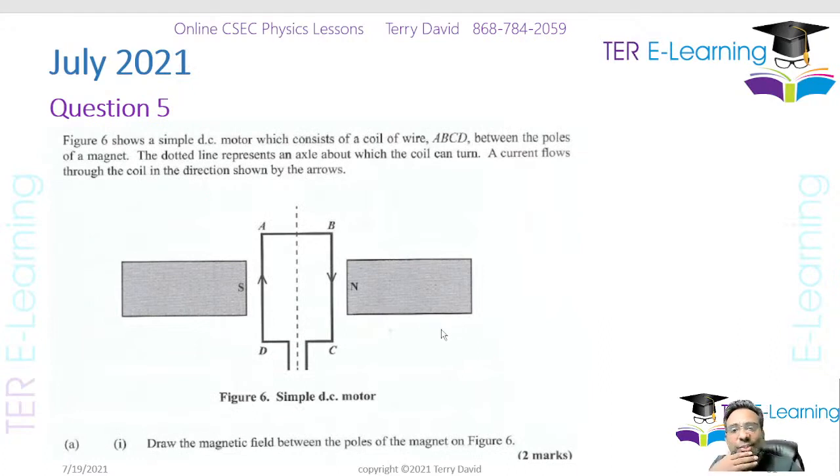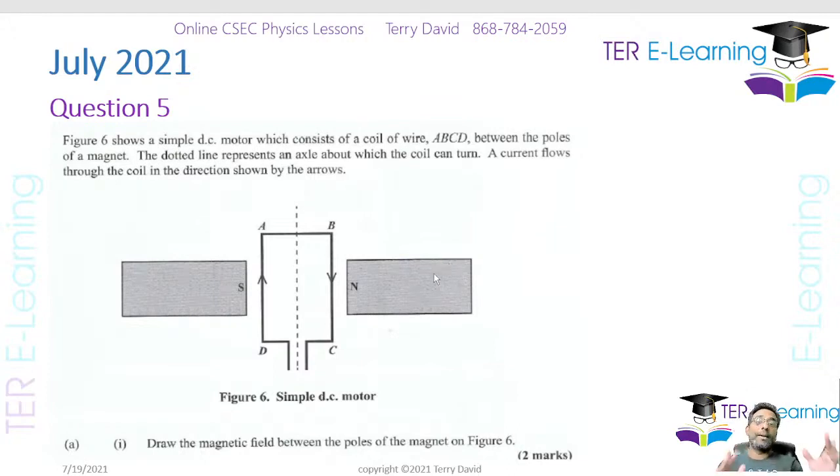In figure 6, it shows a simple DC motor which consists of a coil of wire. All right, so I've never really seen them draw a diagram like this, but let's see. So you have a DC motor between the poles of a magnet. So you have south, you have north. The dotted line represents an axle about which the coil can turn. A current flows through the coil in the direction shown by the arrows.